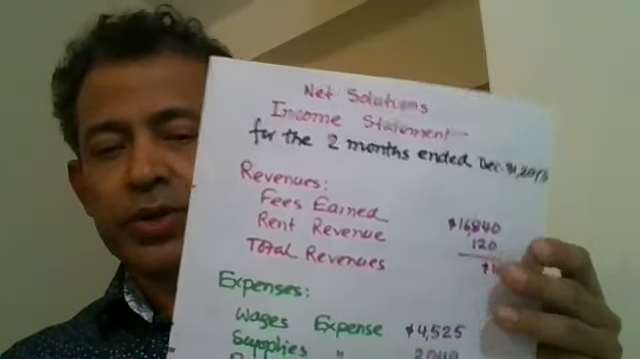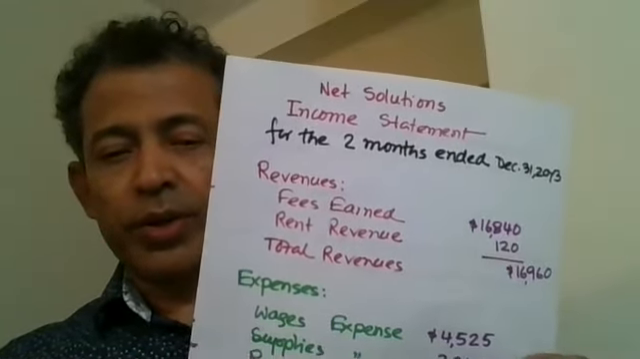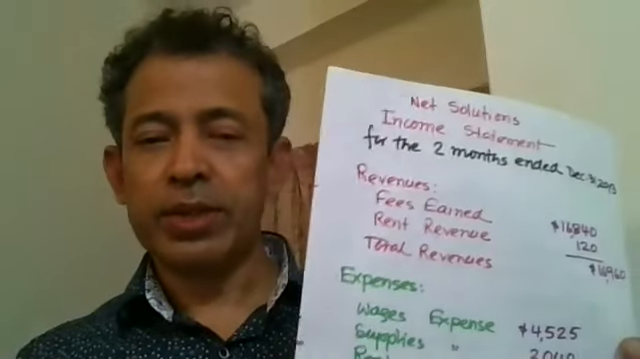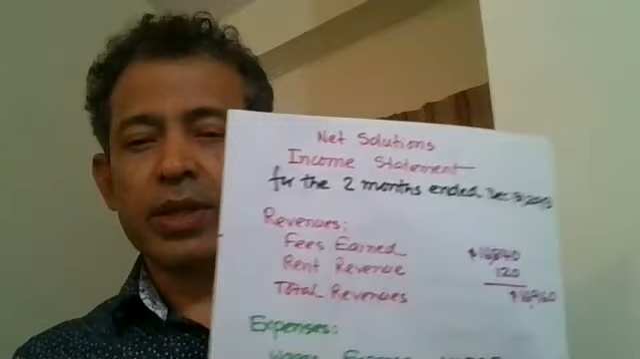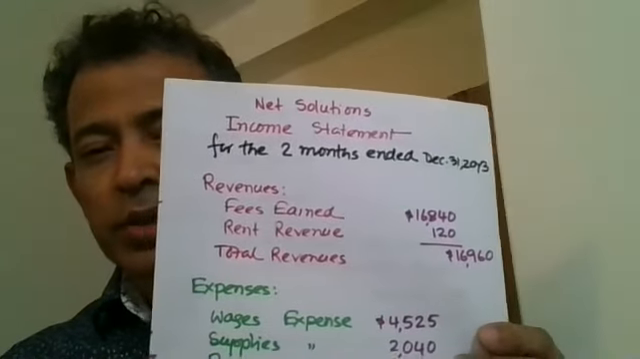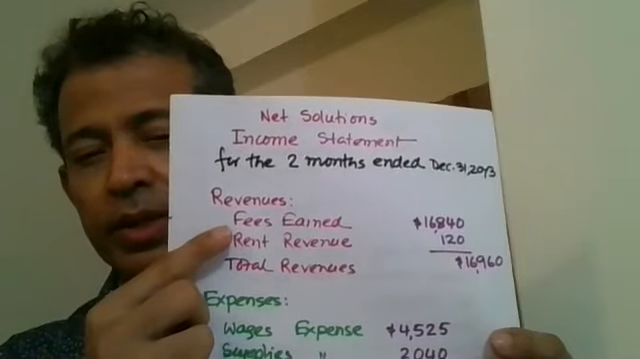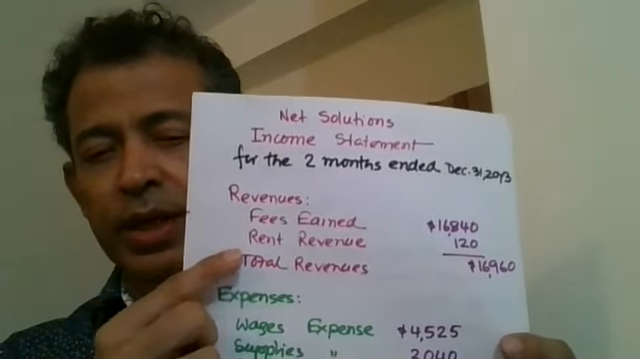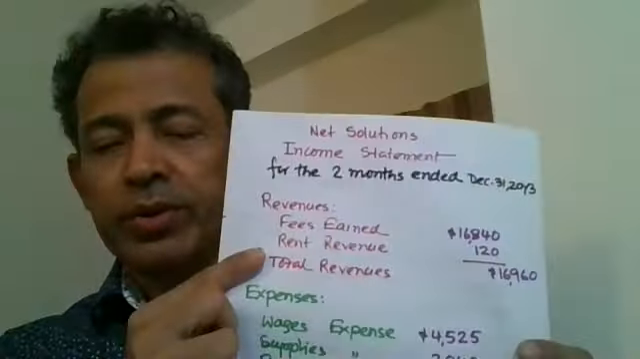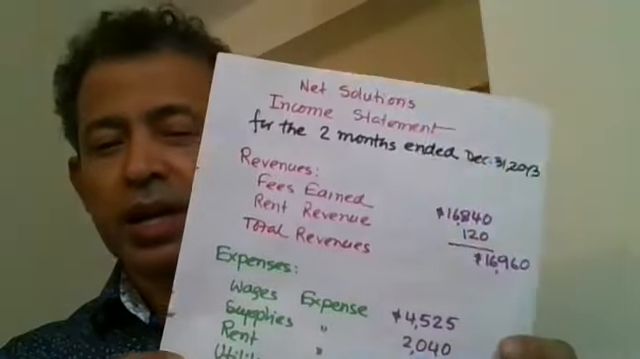So the revenues first. We have fees revenue and rent revenue, so other revenue. The company is a service organization, as I said. You can see Net Solutions. They do internet services. So they bring in fees, so fees revenue, and then their rent revenue. So the two together is total revenue. So the total revenue is 16,960.